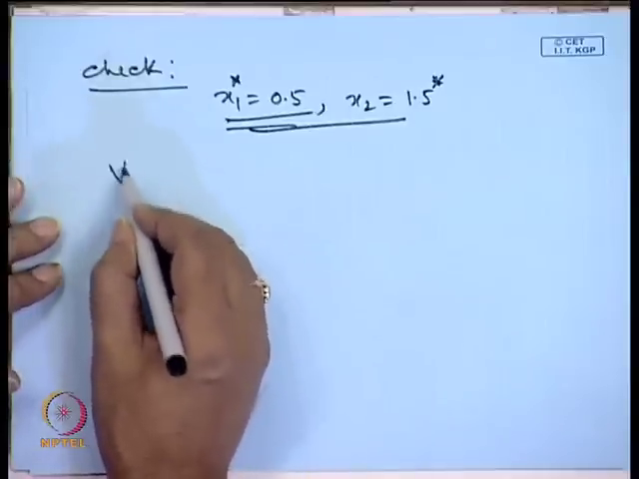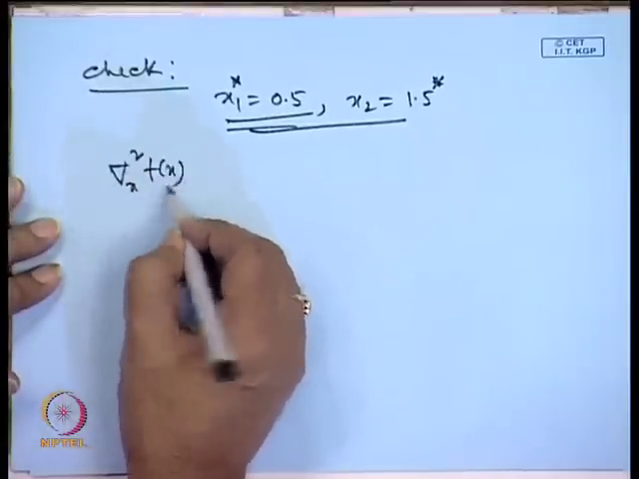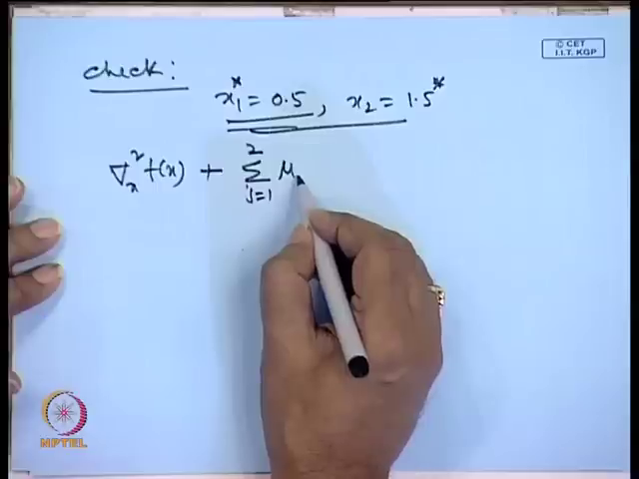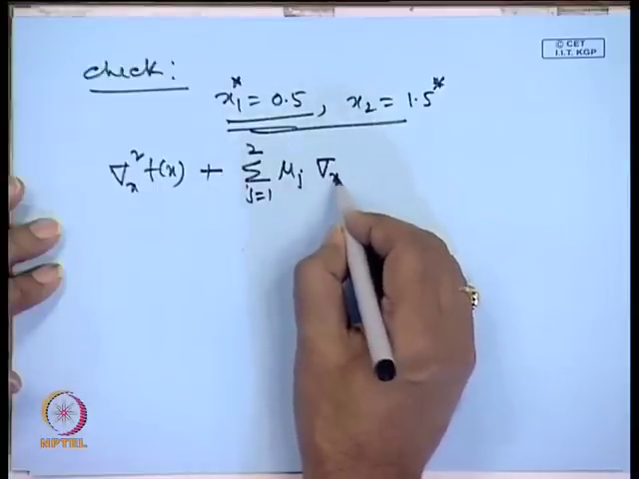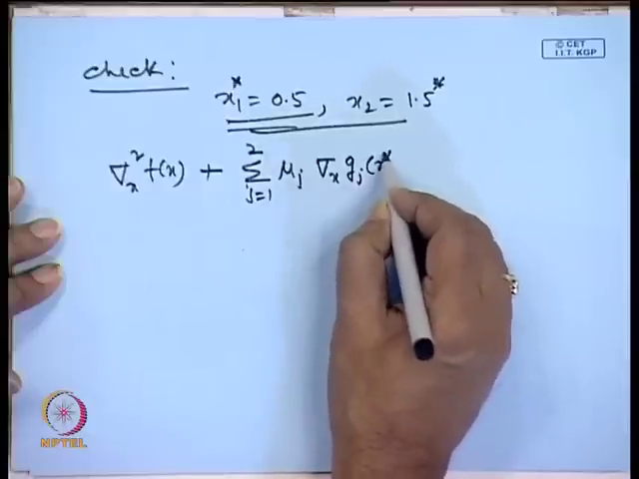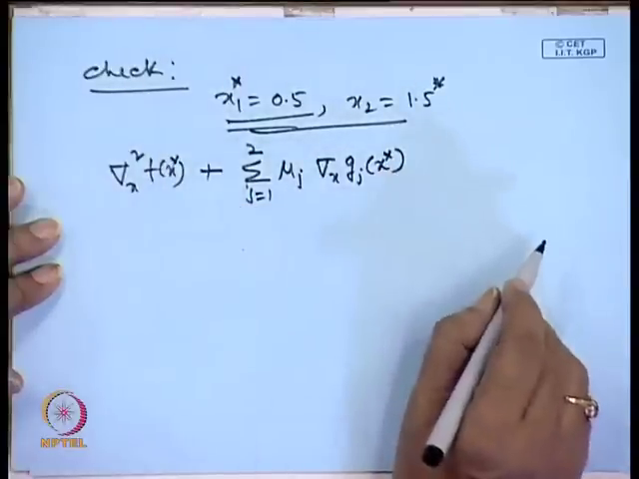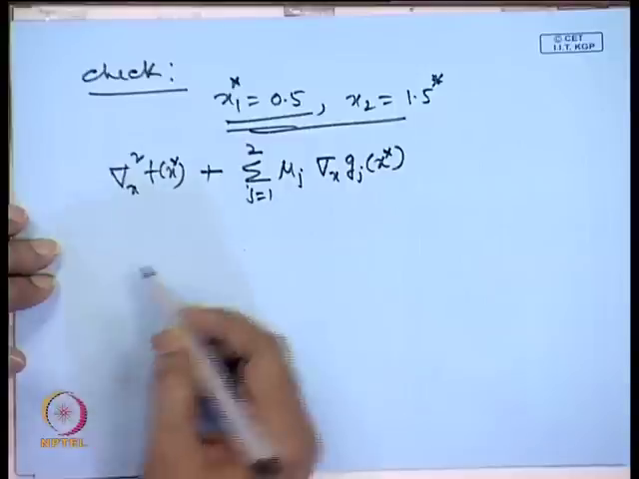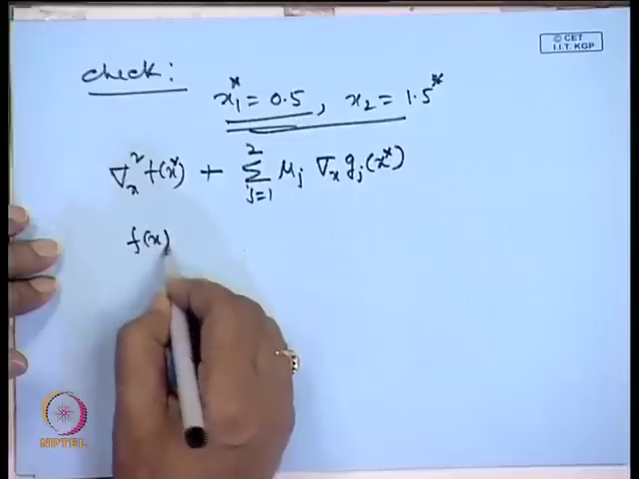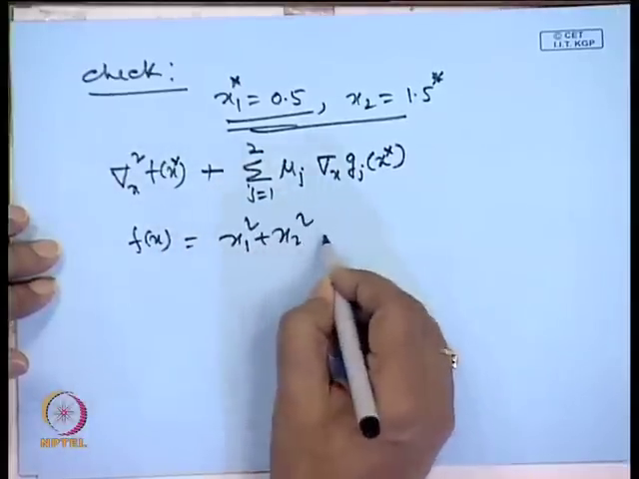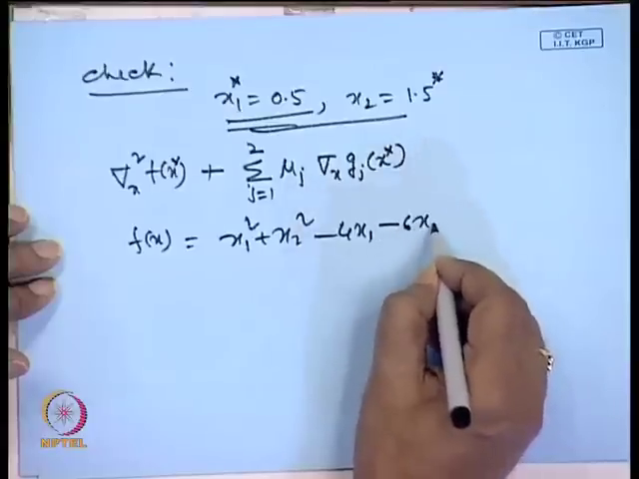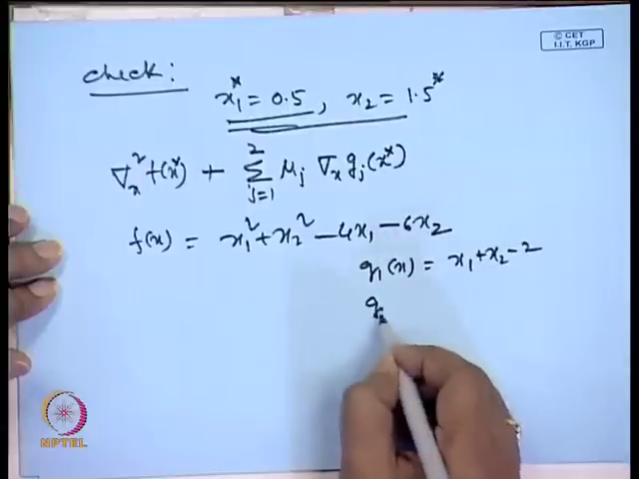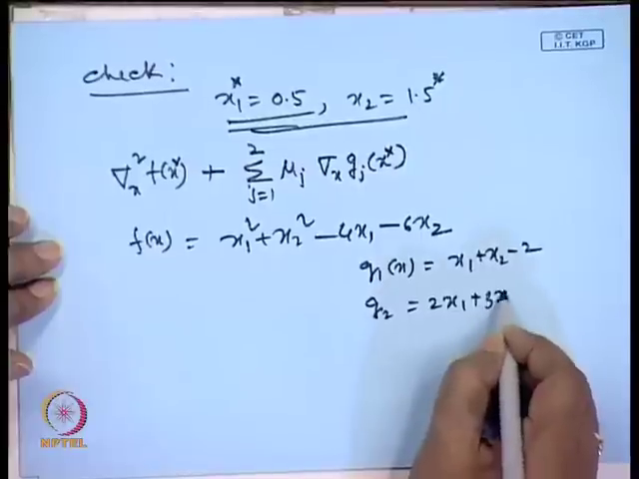What are the second order KKT conditions? The Hessian of f of x plus summation of j is equal to 1 to 2 of mu j times the Hessian of g j of x star. Because we do not have any equality constraints, these two things you have to find out. So, f of x is x 1 square plus x 2 square minus 4 x 1 minus 6 x 2, g 1 of x is equal to x 1 plus x 2 minus 2, and g 2 of x is equal to 2 x 1 plus 3 x 2 minus 6.